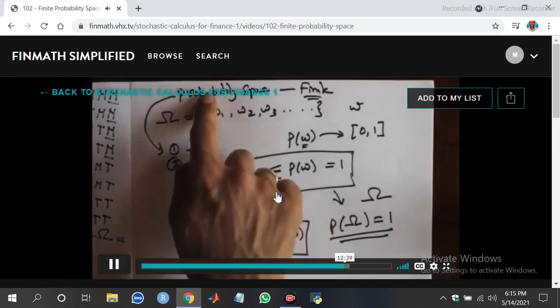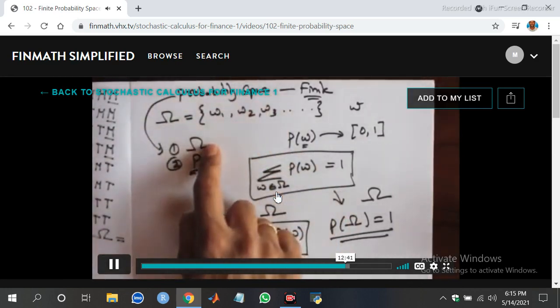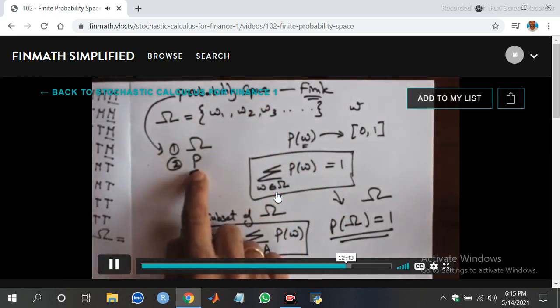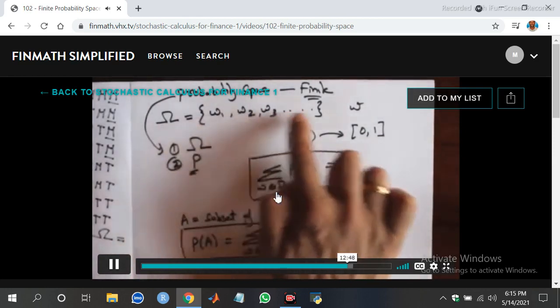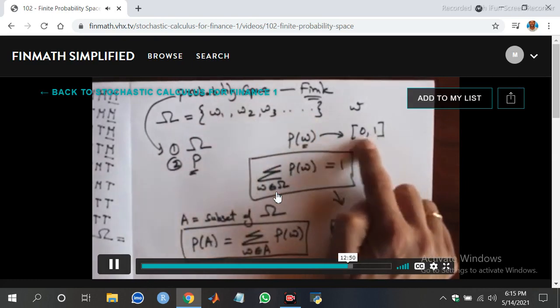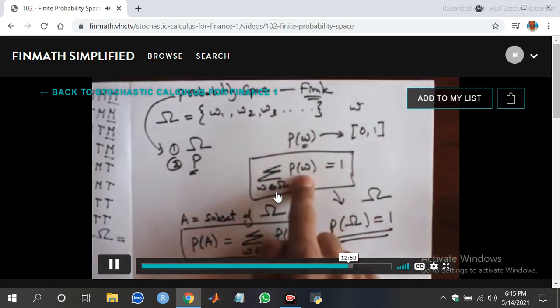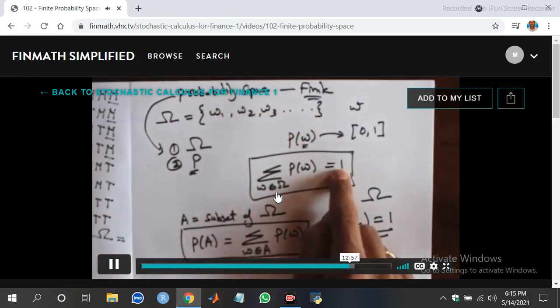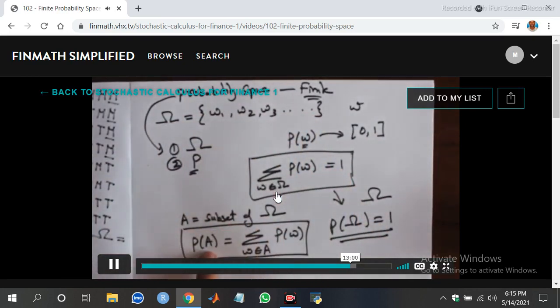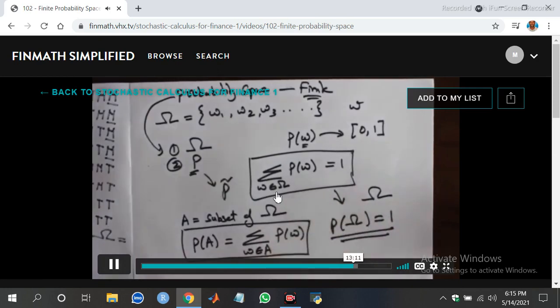Okay, and for a probability space, we need a sample space and we need a probability measure. And a probability measure is nothing but a function that assigns each and every outcome in our sample space a value between 0 and 1, such that the sum of probabilities of all our elements in that sample space equals 1. And if you want to calculate the probability of a subset of our sample space, it's given by this equation. And then we further said that the probability of the entire sample space would be equal to 1.